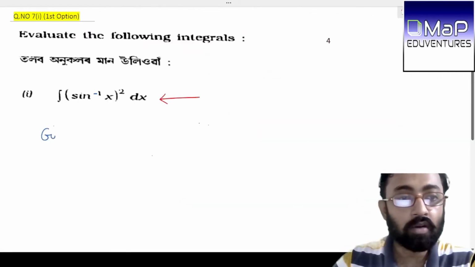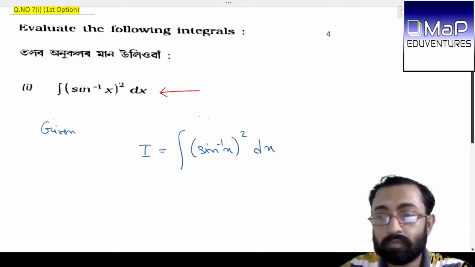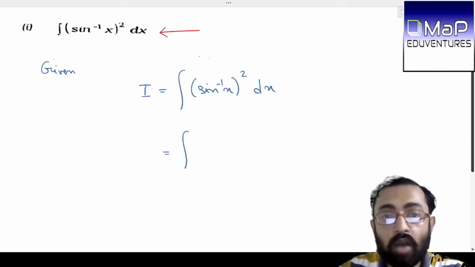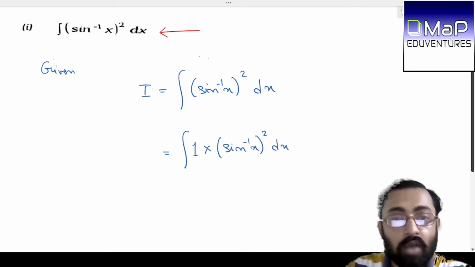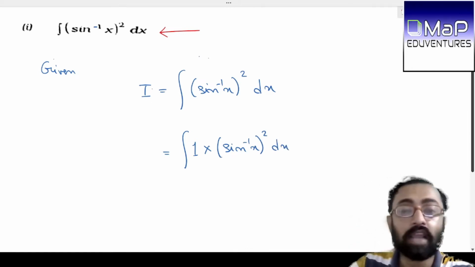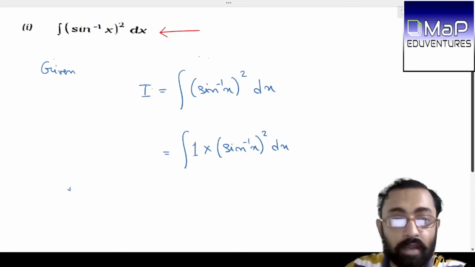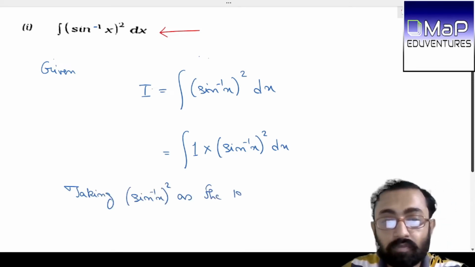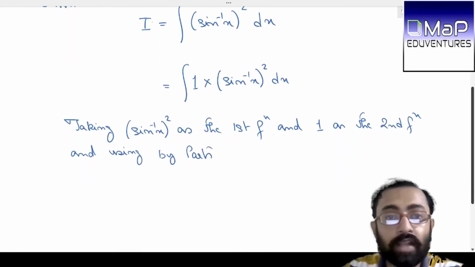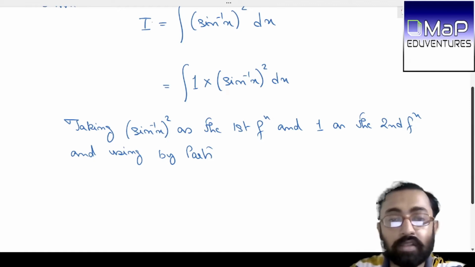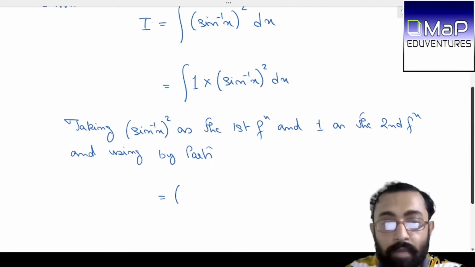Okay, so let me write the given. This is your given. Now let us take the product of sin inverse x whole square with 1. So sin inverse x whole square dx, we take the product with 1. Now 1 will be the second function and sin inverse x whole square will be the first function. Taking sin inverse x whole square as the first function and 1 as the second function and using by parts, let me write the by parts formula.